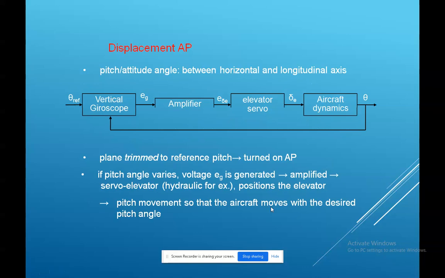So this is the block diagram of the displacement AP. Here the pitch attitude angle is between the horizontal and the longitudinal axis. A vertical gyroscope is connected to an amplifier with the elevator servo and aircraft dynamics.